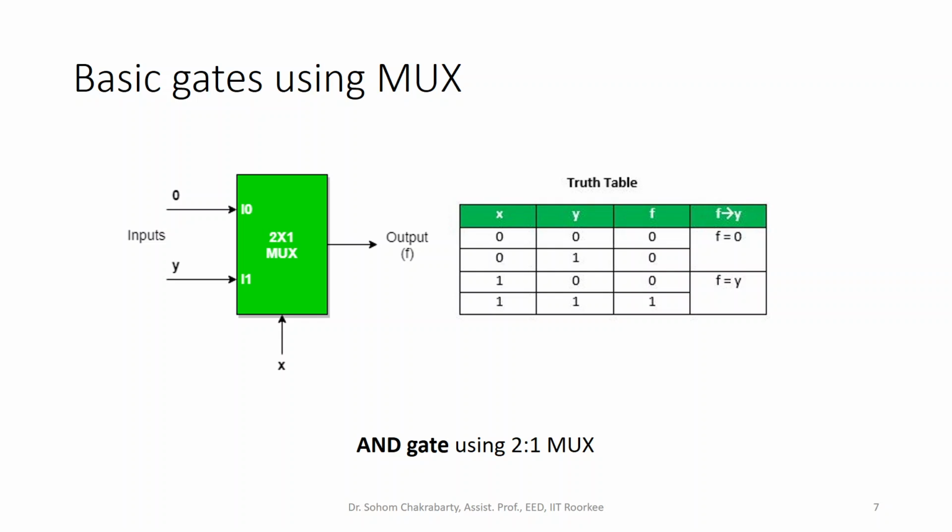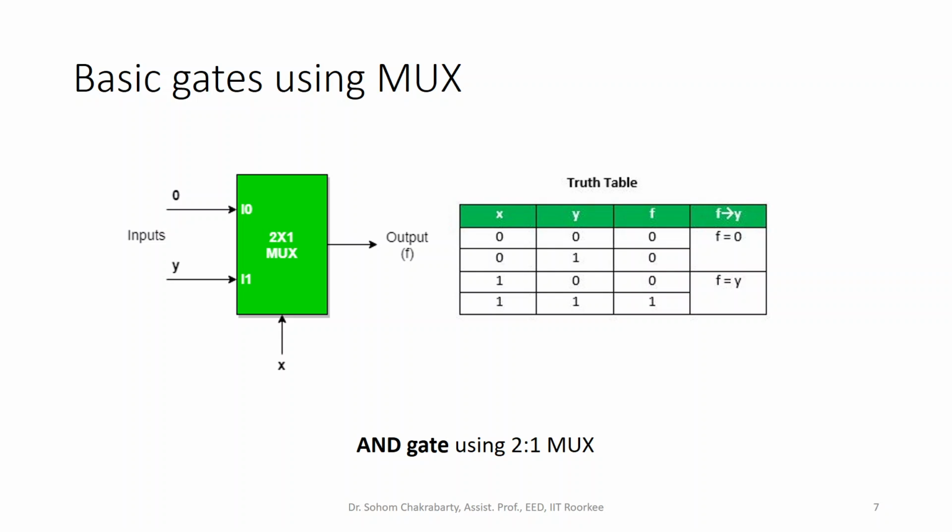Now I will also introduce this. Using muxes, you can implement any logic gate also. Mux is also made as a basic building block. Any logic gates you can also implement using mux. How are we doing that? This is the AND gate using a 2x1 mux.